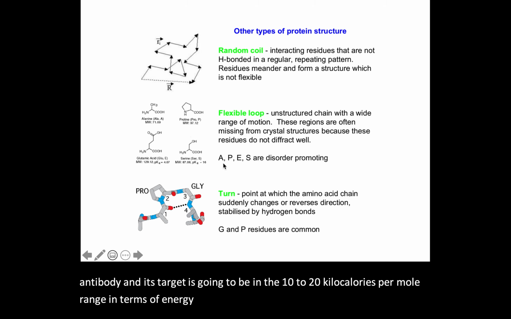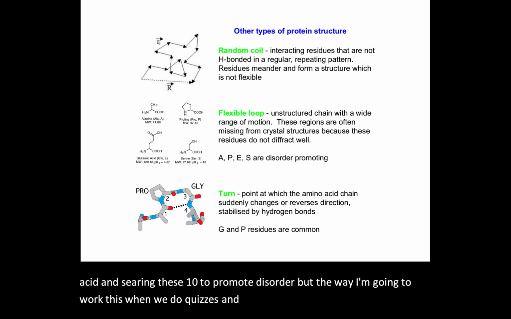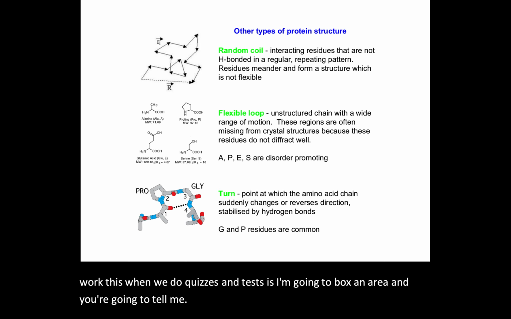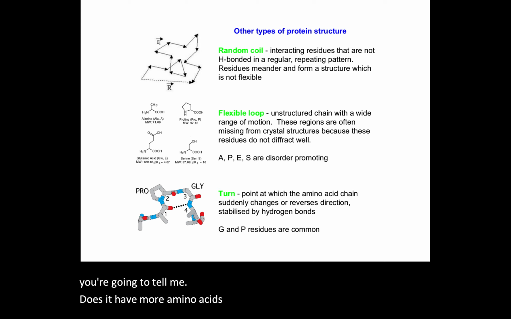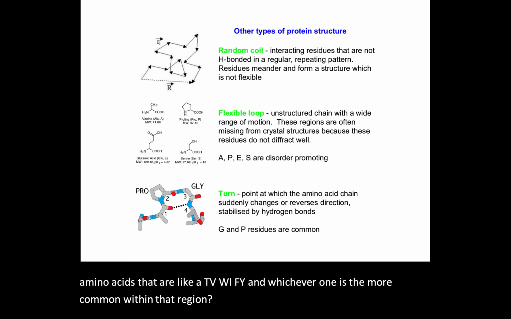So if you happen to see alanine, proline, glutamic acid, and serine, these tend to promote disorder. But the way I'm going to work this when we do quizzes and tests is I'm going to box an area, and you're going to tell me, does it have more amino acids that are like M, A, L, E, and K, or does it have more amino acids that are like T, V, W, I, F, and Y? Whichever one is the more common within that region is going to be the right answer.